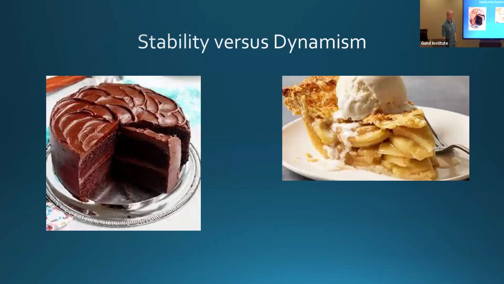What about stability versus dynamism? So if I ask you, which of these do you want? Okay, who's going chocolate cake? All right, apple pie? All right. So what if you'd had chocolate cake for the last week, every single night? Can you go? Yes, I did. I'm still going chocolate cake.